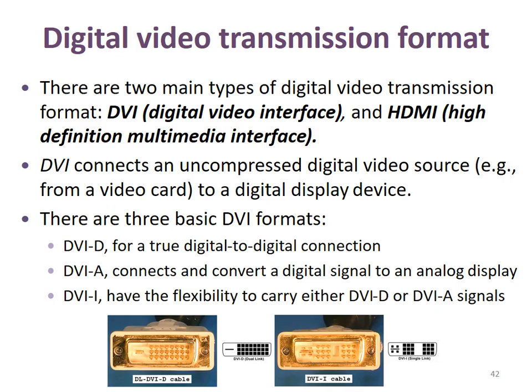Okay, so let's see, we have three basic DVI formats: DVI-D, DVI-A, and DVI-I. For digital-to-digital connection, that's what we call DVI-D. D means digital to digital. And we also have digital signal to analog display, so we have DVI-A, where A means analog. You can compare the interfaces of DVI-D and DVI-A. If you remember, next time you can distinguish these two types of DVI formats by yourself.